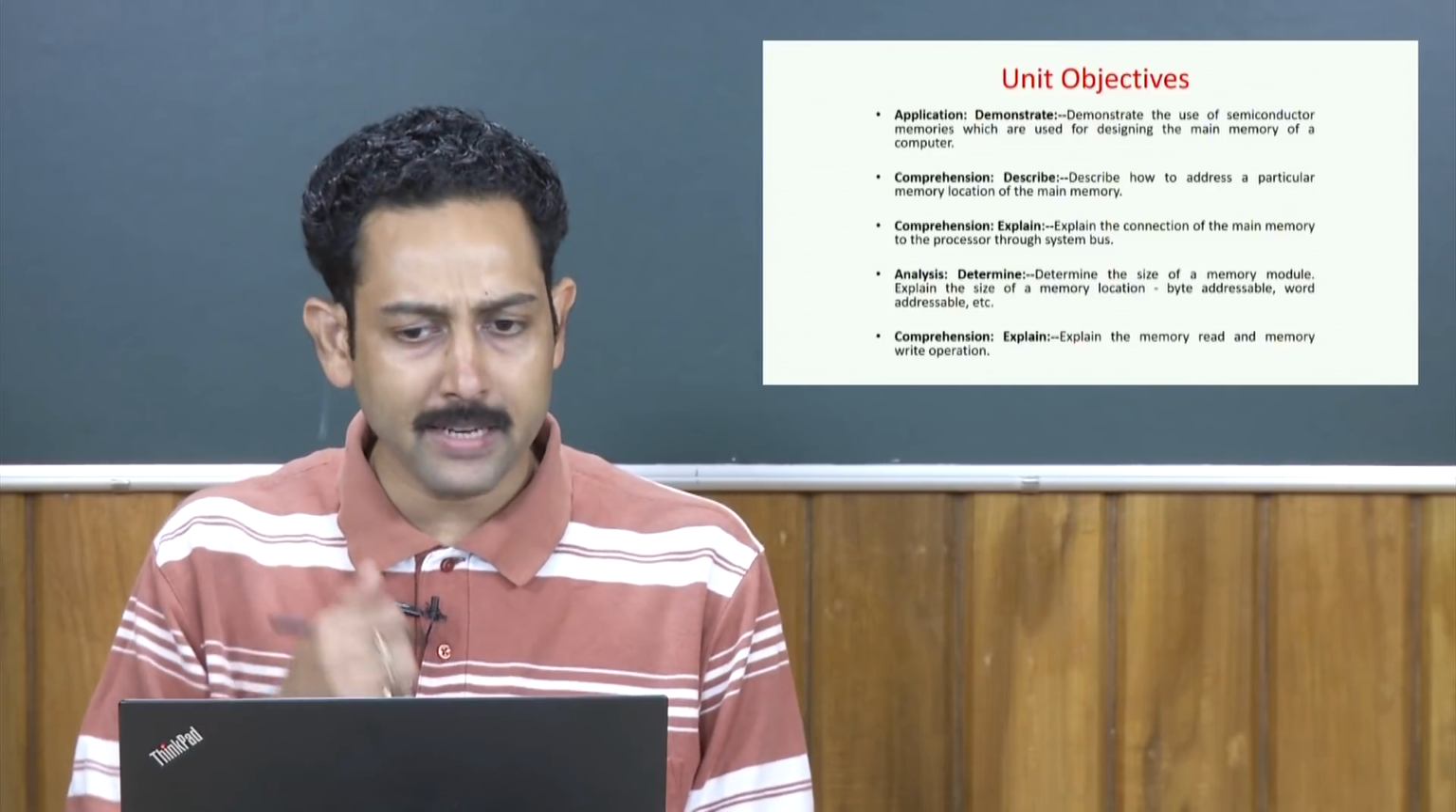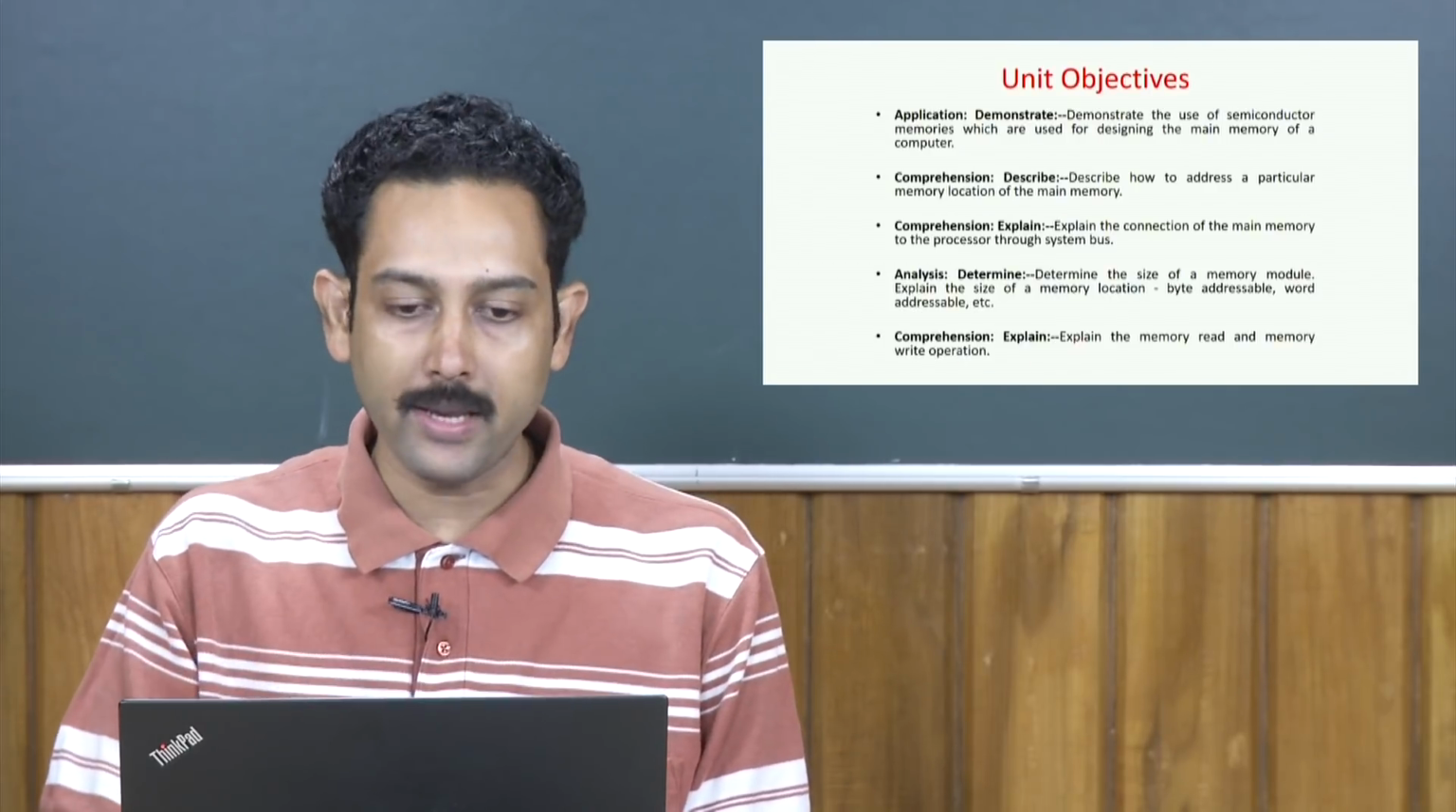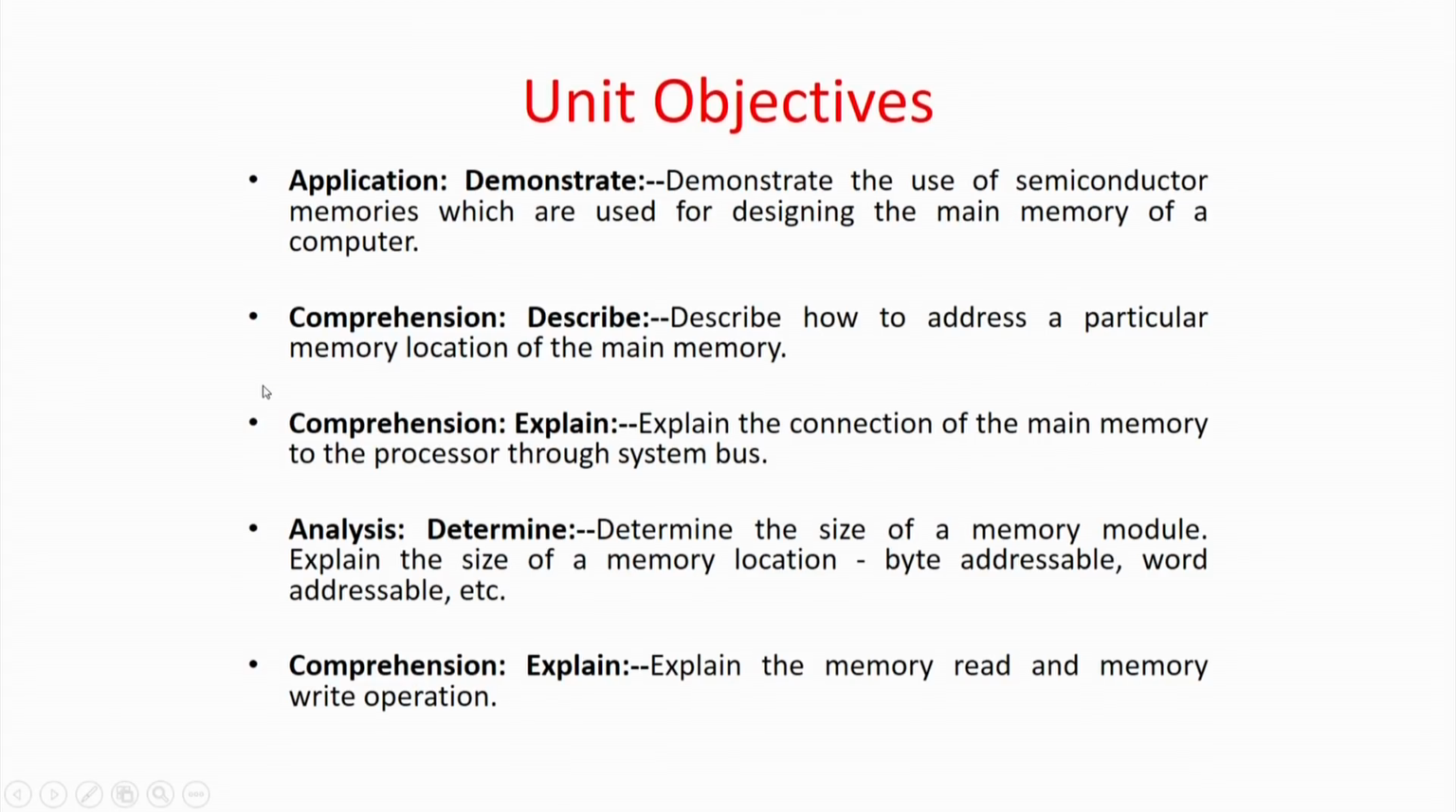So what are the objectives of this unit? After studying the unit, you will be able to demonstrate the use of a semiconductor memory which is used in designing the main memory of a computer. That is why it is required. The basic idea you will be able to demonstrate, in the sense that if there is a code, how it is stored in the memory, how it is accessed, and in what manner the CPU can interface with the memory.